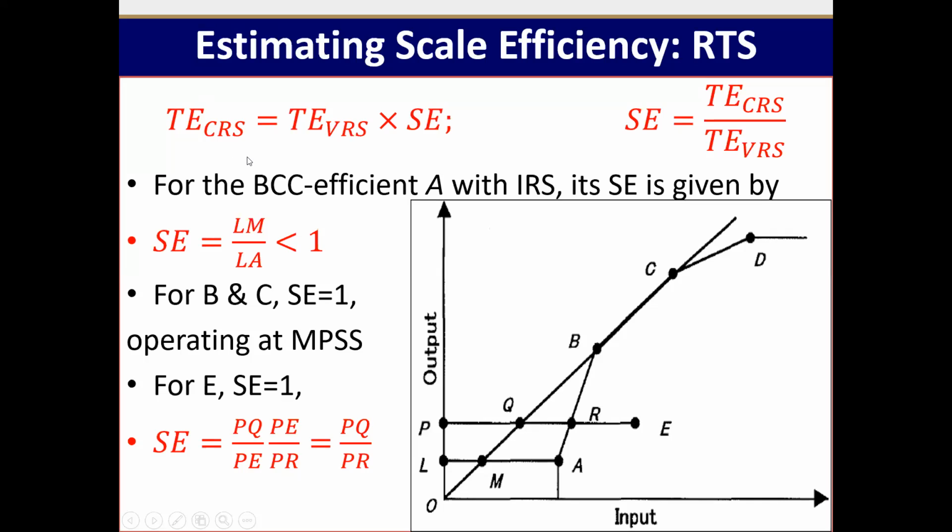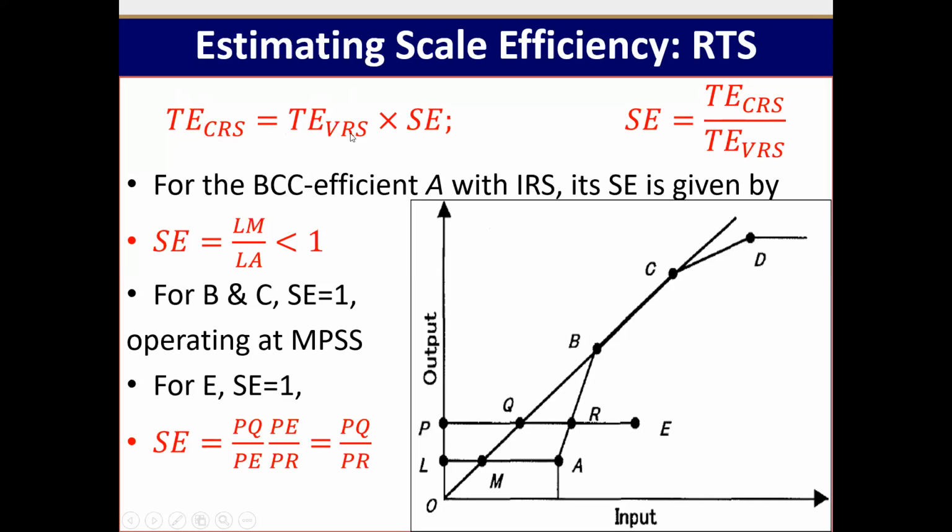So technical efficiency measured according to the conical hull, the CRS, is equal to the technical efficiency measured according to the VRS times the scale efficiency. Now, using the principle of change of subject, you can find the scale efficiency to be technical efficiency CRS divided by technical efficiency VRS, which is on the far right here. Do you see what I'm seeing? Yes. All right.